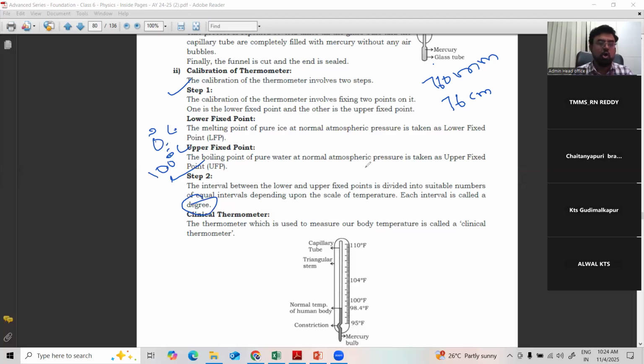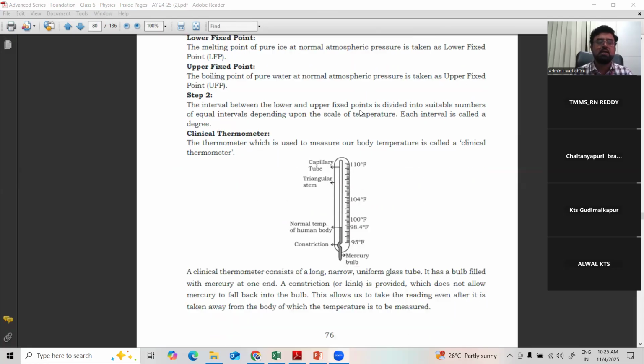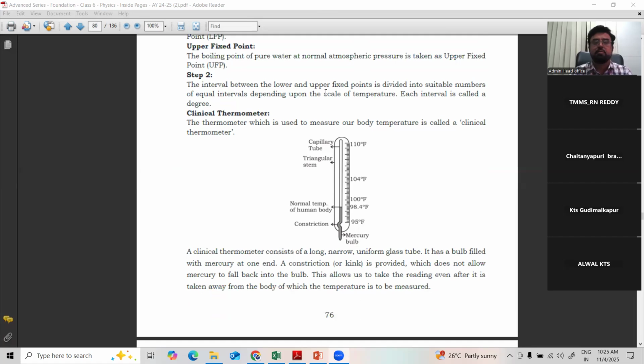Whether you want to measure body temperature, or the temperature of a chemical, or any other thing, keeping everything in view, they design and mark the thermometer. Two steps: first they identify the lower fixed point and upper fixed point. The lower fixed point is generally 0 degrees Celsius and the upper fixed point is 100 degrees Celsius, the melting point of ice and boiling point of water. Then the difference between them is called the range. The range is divided into equal parts as per the requirement, and each part is called a degree.